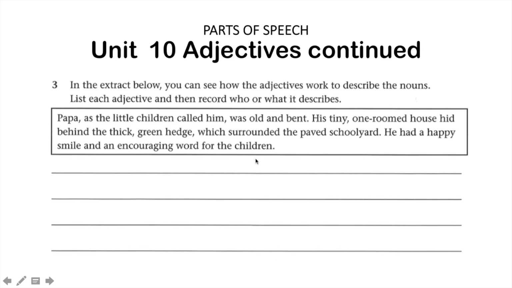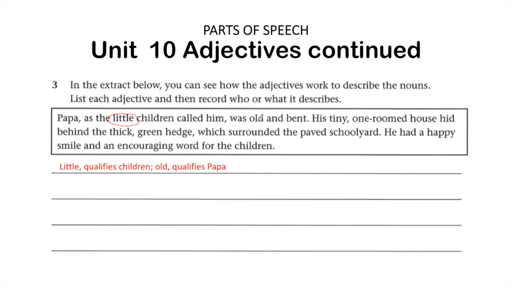For question number 3, in the extract below, you can see how the adjectives work to describe the nouns. List each adjective and then record who or what it describes. So for this one, the first one would be little, and it qualifies the children. And the second one would be old. Let's go to the pen. So the first one is little, and it qualifies the children.